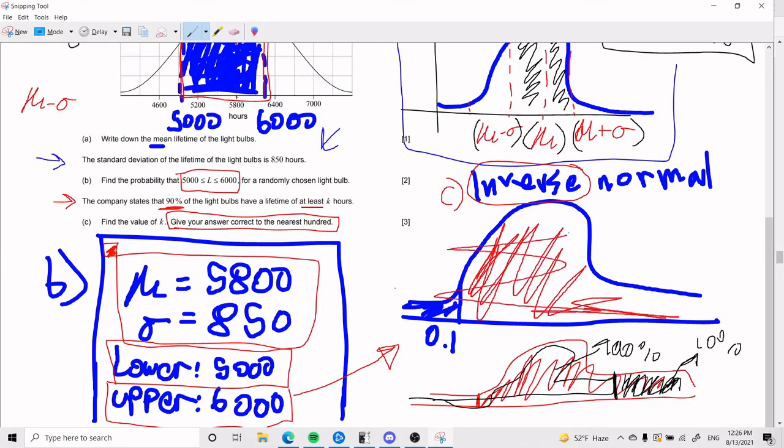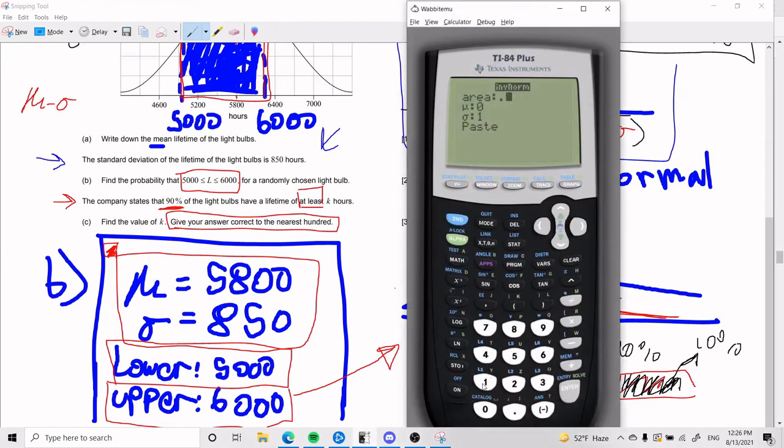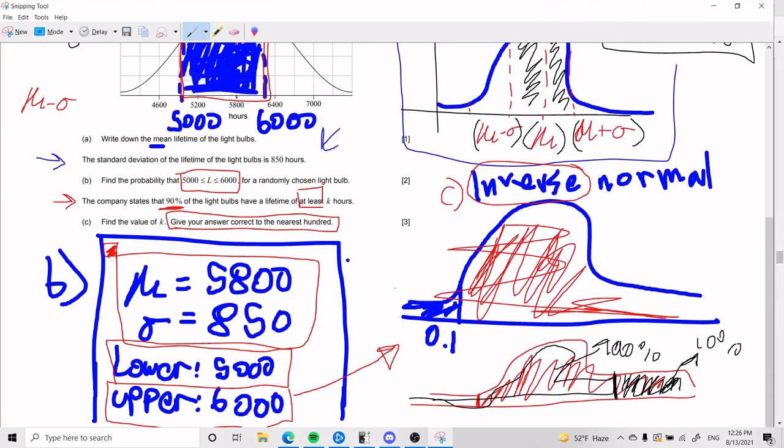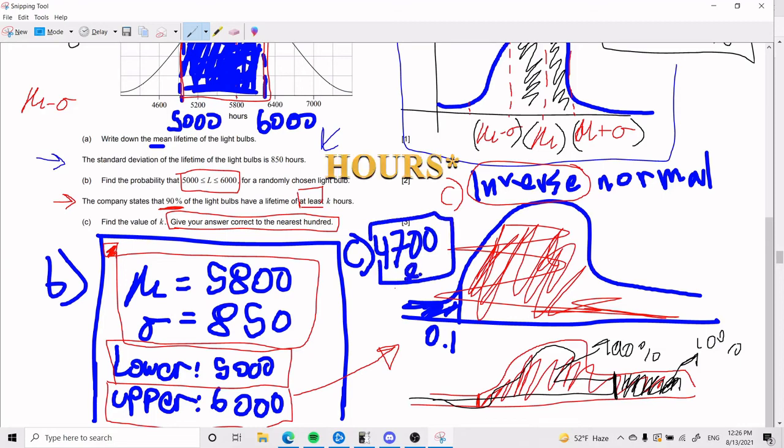And that also makes sense because it is asking for at least K hours. And so if we go ahead and plug in 0.1 here, plug in our area, our mean, which is 5,800, and our standard deviation, which is 850, plug and chug, we end up with 4,710, and we give our answer correct to the nearest 100. We end up that for part C it is 4,700 light bulbs. So that is for part C.